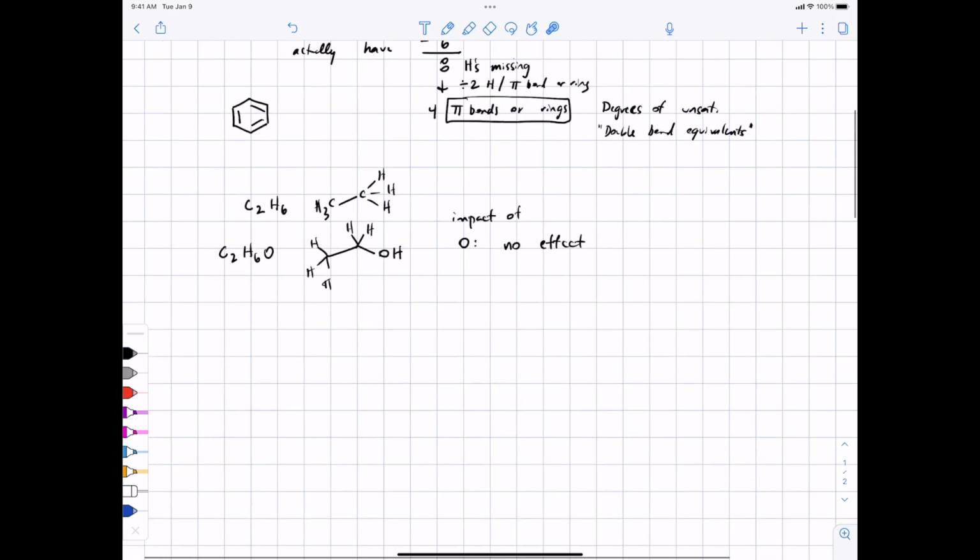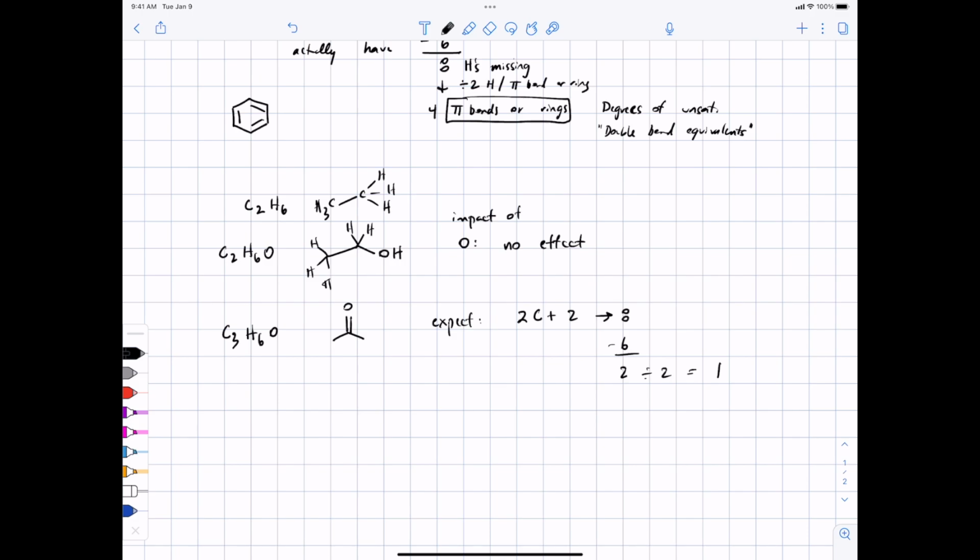So to address your question, what about a ketone? This would be C3H6O. So what I'm saying is, to calculate the expected number of protons for the saturated hydrocarbon, you're still going to do 2 times the number of carbons plus 2, which would be 8. You still observe 6. That means 2 divided by 2 equals 1 pi bond. So there's no need for an adjustment for oxygen.